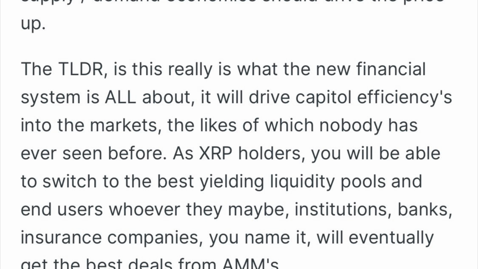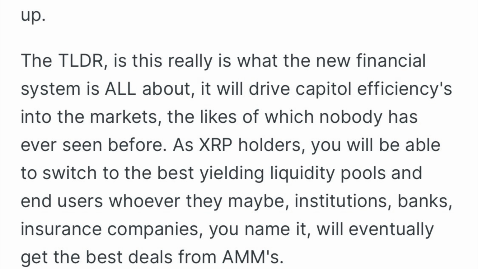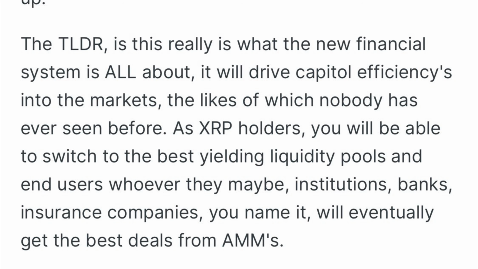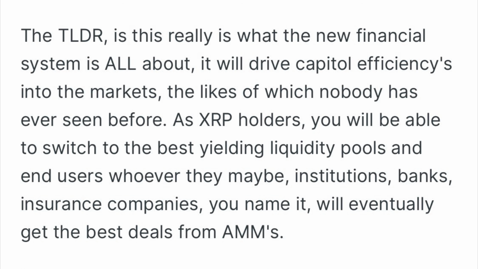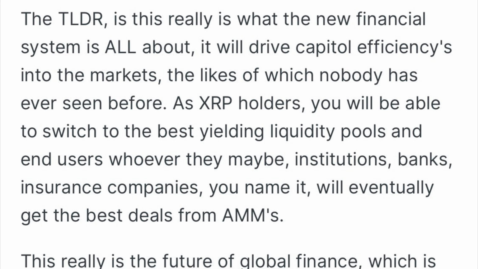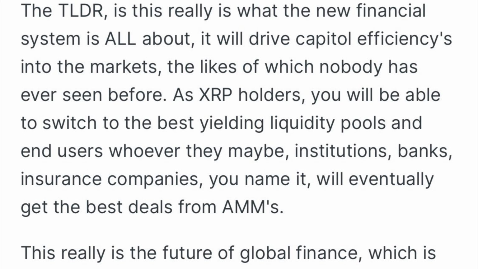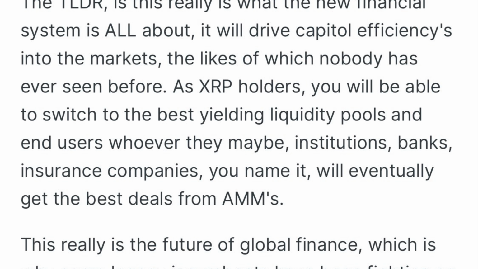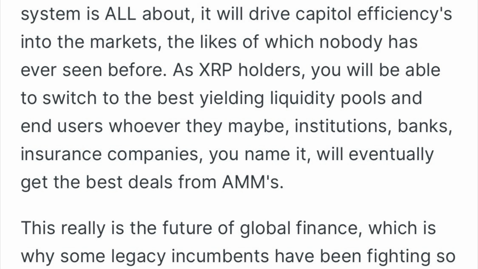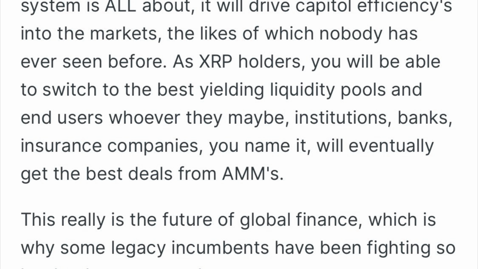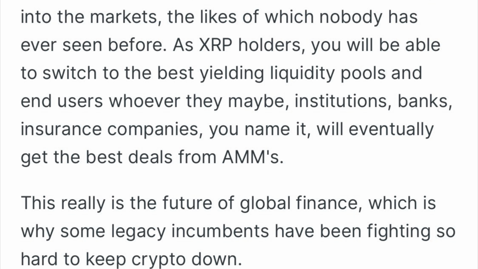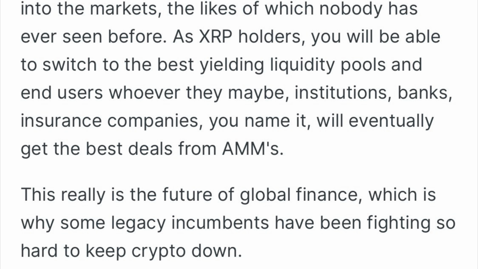As XRP holders, you will be able to switch to the best yielding liquidity pools and end users, whoever they may be. It could be institutions, it could be banks, it could be insurance companies. What they're saying here is, you name it, there'll be all kinds of liquidity pools available where you'll see the different amounts of yield that they're making based on their activity. You'll eventually get the best deals out of AMMs. This really is the future of global finance.